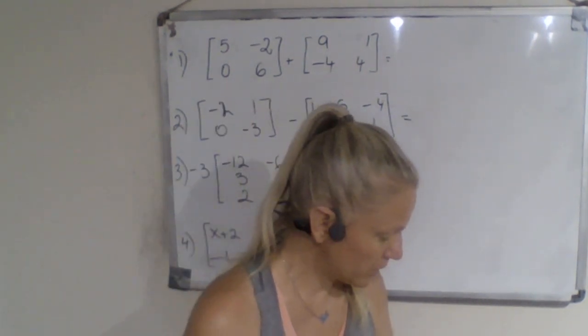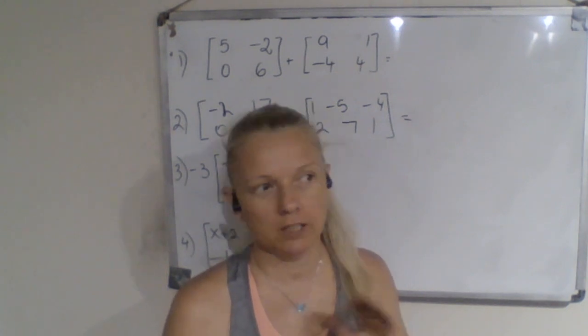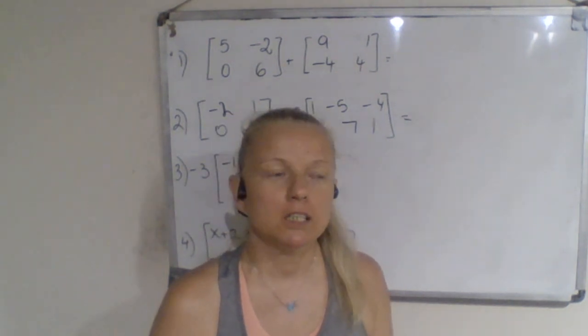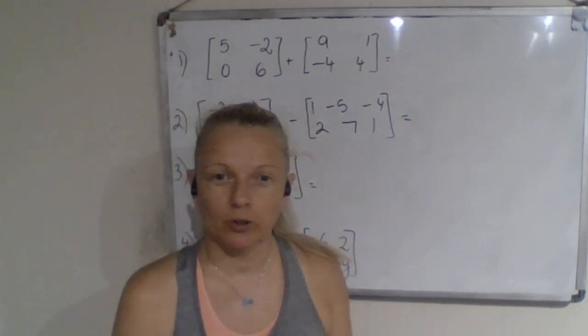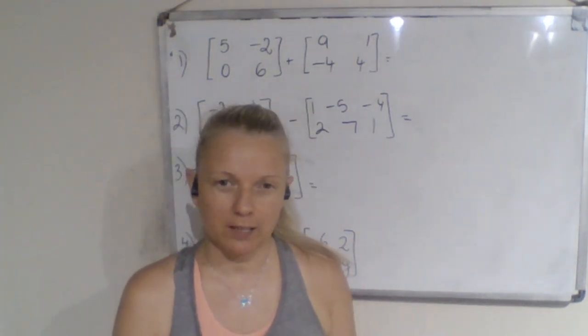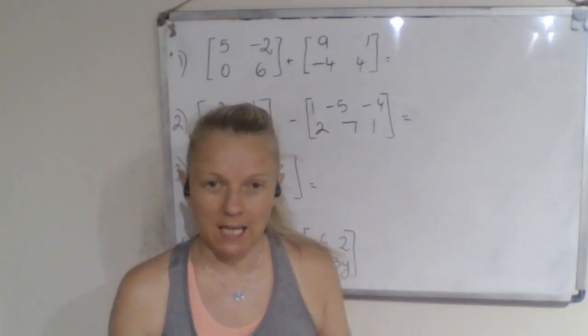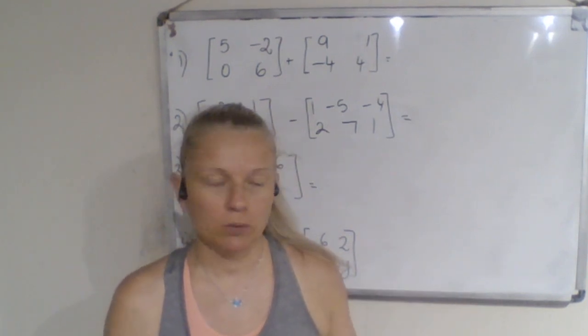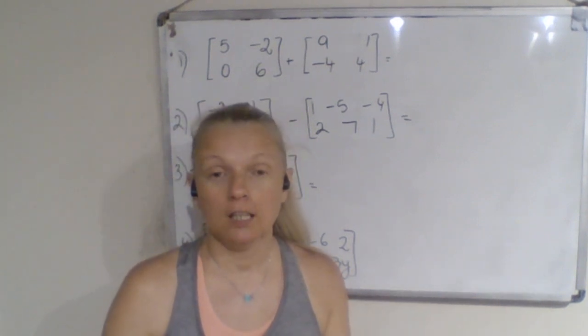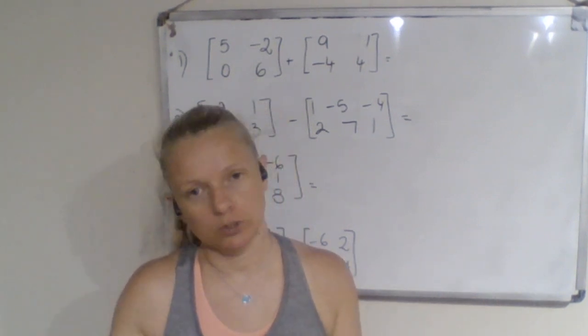4.1 dealt with matrix operations: addition, subtraction, multiplying by a scalar, solving for an unknown. Main thing you want to remember from 4.1 is you cannot add or subtract matrices unless they have the same amount of rows and columns. They have to be the same measurements in order to work. A 2 by 3, you can only add or subtract another 2 by 3.